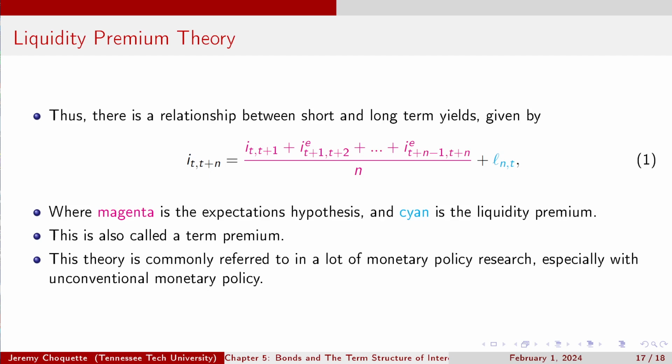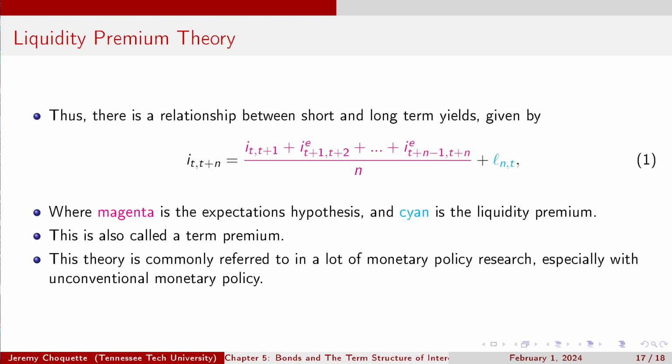And essentially what we have is in magenta, we have the expectations hypothesis. And then in that cyan or the light blue, that's the liquidity premium. It's also what's known as a term premium. And this theory is commonly referred to in a lot of monetary policy research, especially with unconventional monetary policy.